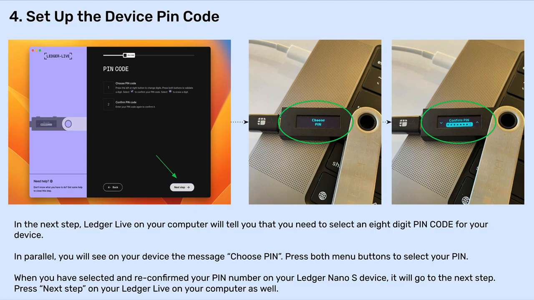4. Set up the device PIN code. In the next step, Ledger Live on your computer will tell you that you need to select an 8-digit PIN code for your device. In parallel, you will see on your device the message Choose PIN. Press both menu buttons to select your PIN.